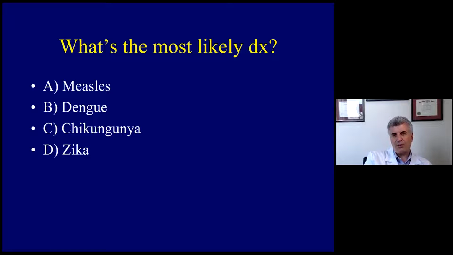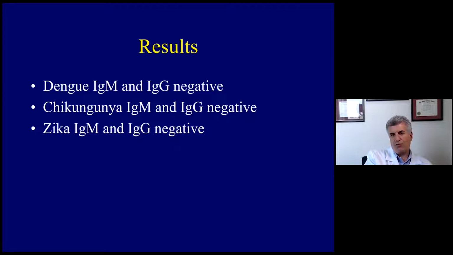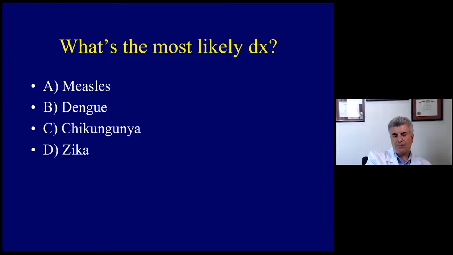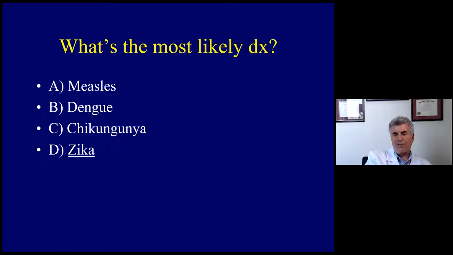Do we think this is measles, given the craniocaudal spread of the rash? Do we think this is dengue fever? Do we think this is chikungunya? Or do we think this is Zika? And here are the results. The dengue IgM and IgG were negative. The chikungunya serology, negative. And the Zika serology, negative. So what's the diagnosis? And if you said Zika, you're correct.